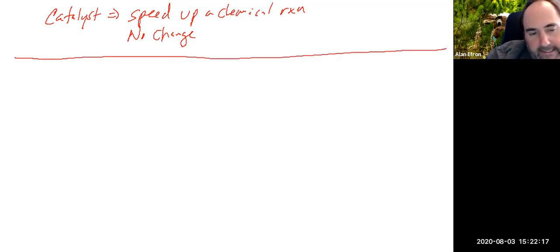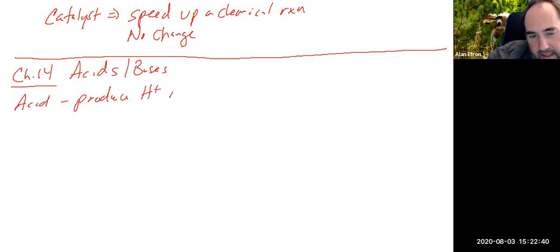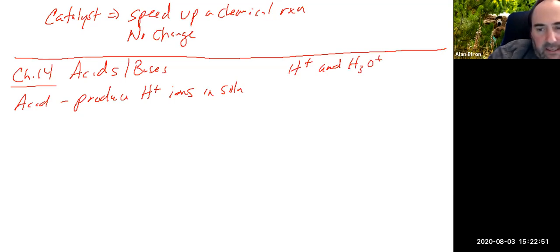So then we went into chapter 14. And chapter 14 was our acid and base chapter. And we talked obviously about acids and bases in there. The basic definition of an acid is something that can produce H plus ions in solution. Remember that in acid-base chemistry, H plus and H3O plus are equivalent to each other. So that's the hydronium ion, and that is the hydrogen ion.